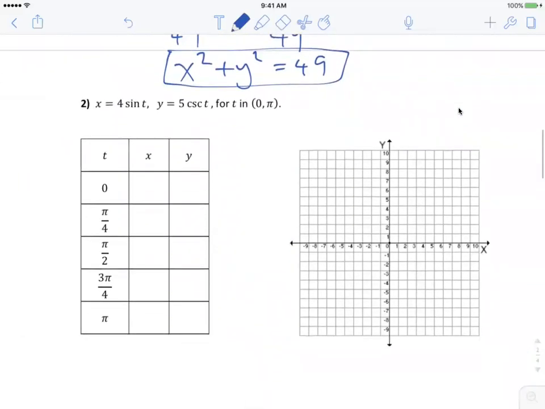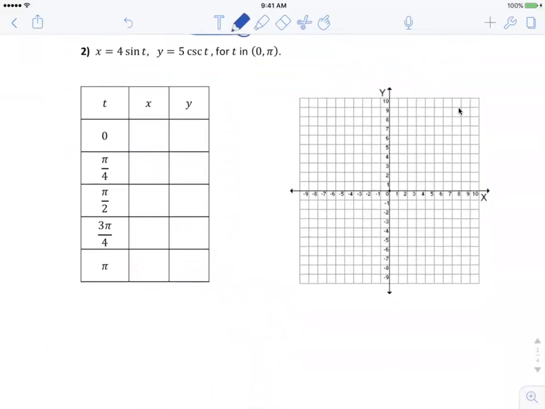Could try another one here. x equals 4 sine t, y equals 5 cosecant t. Ooh, okay, so what if we plug in 0 where the t is? T is 0. I'm going to get 4 sine 0, which is 0. If I plug in 0 for cosecant, going back to the unit circle, cosecant of 0 is actually undefined. So this would be undefined.